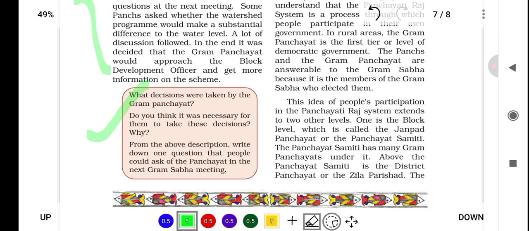What decisions were taken by the Gram Panchayat? Do you think it was necessary for them to take these decisions? Why? From the above description, write down one question that people could ask one of the Panchayat members in the next Gram Sabha meeting.